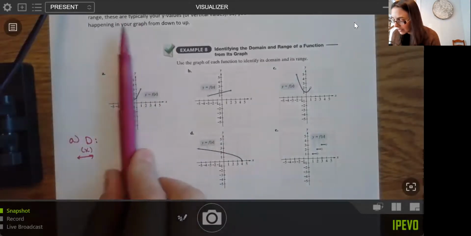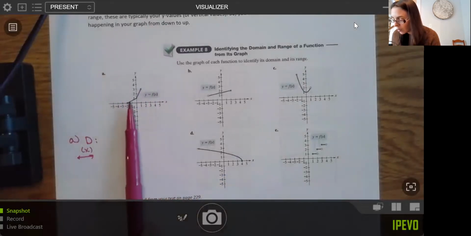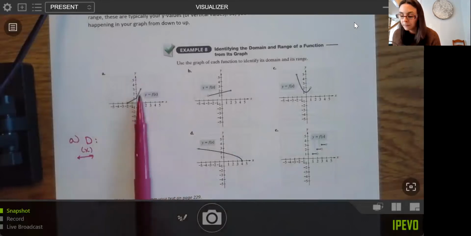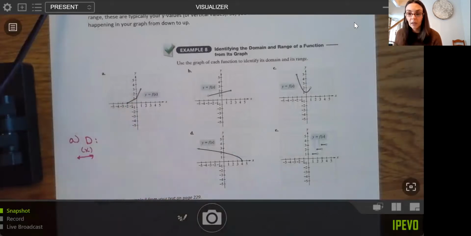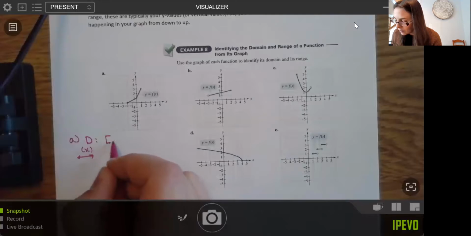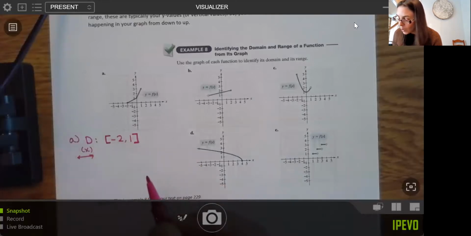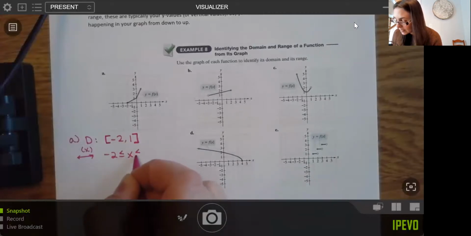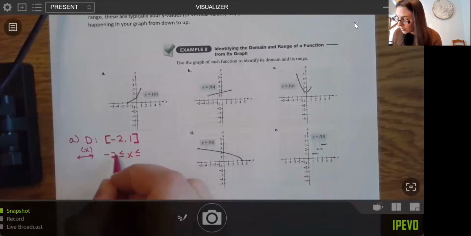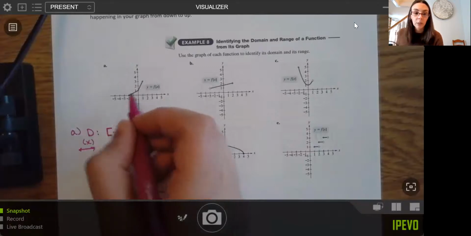So if I go left to right, I see that I stop at -2 here, right? That's the farthest my graph goes. And I go all the way to +1 on the right. So those are my X values. Now my endpoints are included. See how they're closed circles? So we include the endpoints. So either we can write it like this in interval notation, -2 to 1, right? And I'm using brackets because those endpoints are included. Or you could write it in set notation. -2 is less than or equal to X is less than or equal to 1. And again, I'm using the equal sign because my endpoints are included.